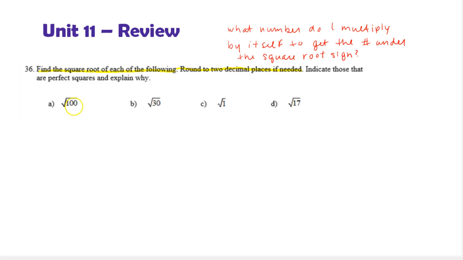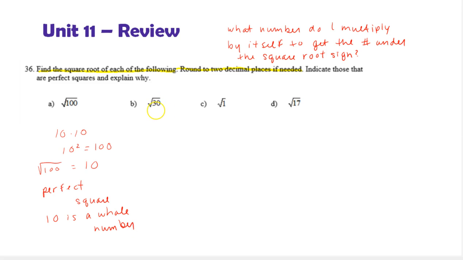So with 100, are there two numbers? Okay, there always are, but we're kind of looking for whole numbers here. What number do I multiply by itself to get 100? Well, notice 10 times 10, or 10 squared, equals 100. So that means the square root of 100 equals 10. So this is a perfect square. And the reason it's a perfect square is because 10 is a whole number.